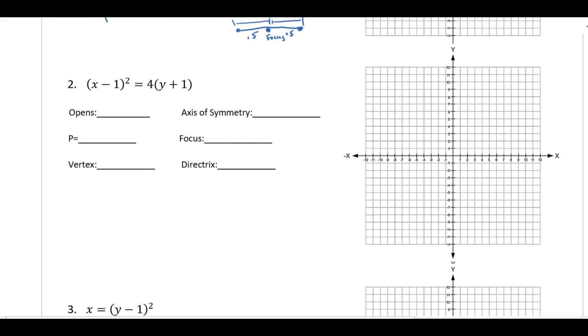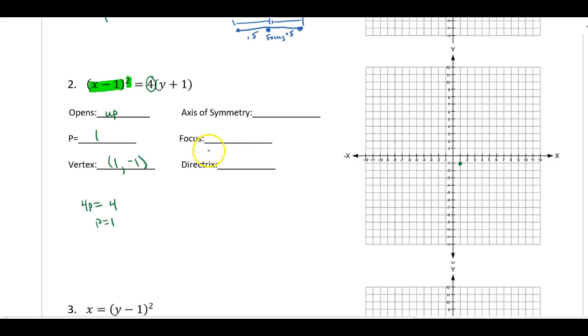So the next one, right away I look, what's being squared? And that is x. Therefore I know this is going to open up or down. Since 4p is positive, I know it's going to open up. And if 4p is equal to 4, that tells me p is equal to 1. My vertex is the opposite of negative 1, which is 1, and the opposite of 1 is negative 1. So right away I'm going to plot my vertex at 1, negative 1.